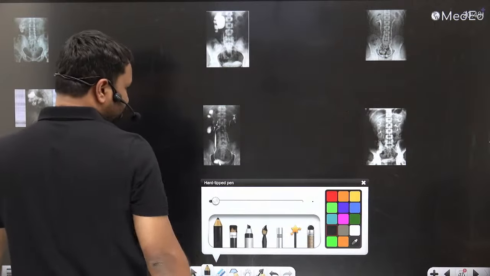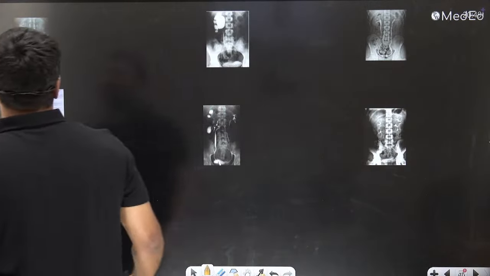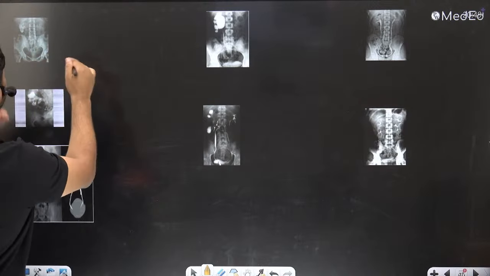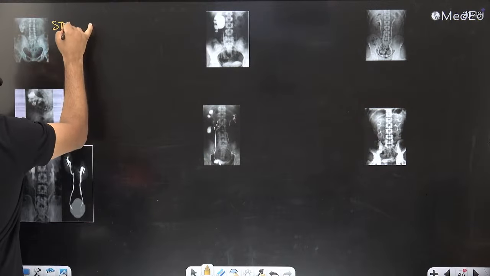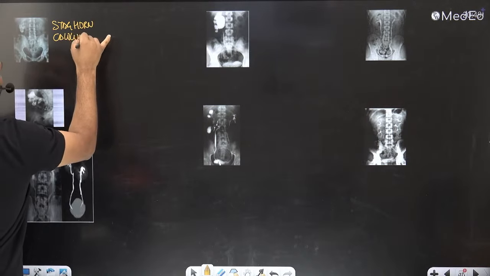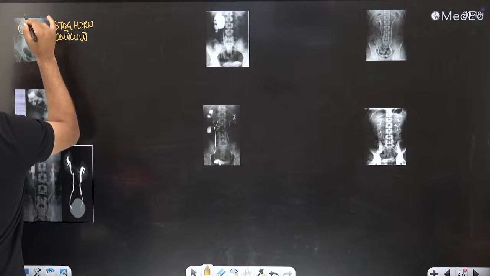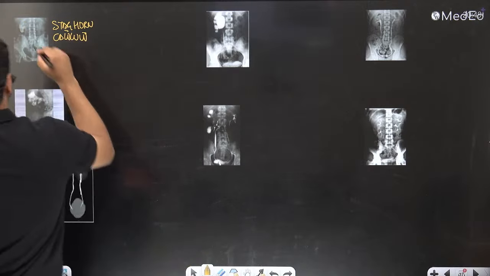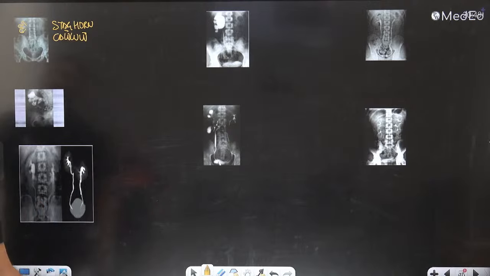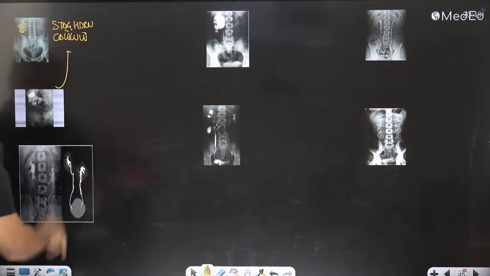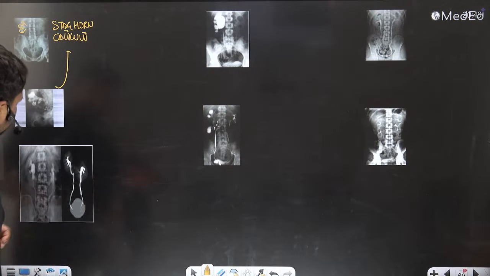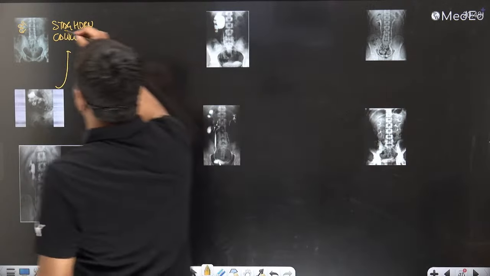Now, as we did for GI, we have for urology also, what are the images that you have? You can see the image is slightly hazy, but this is the image for your staghorn calculi. That is present across here, right? The same image I've given, this is also for your staghorn calculi. You can see both the ureters, right? I'll say image number one is here.